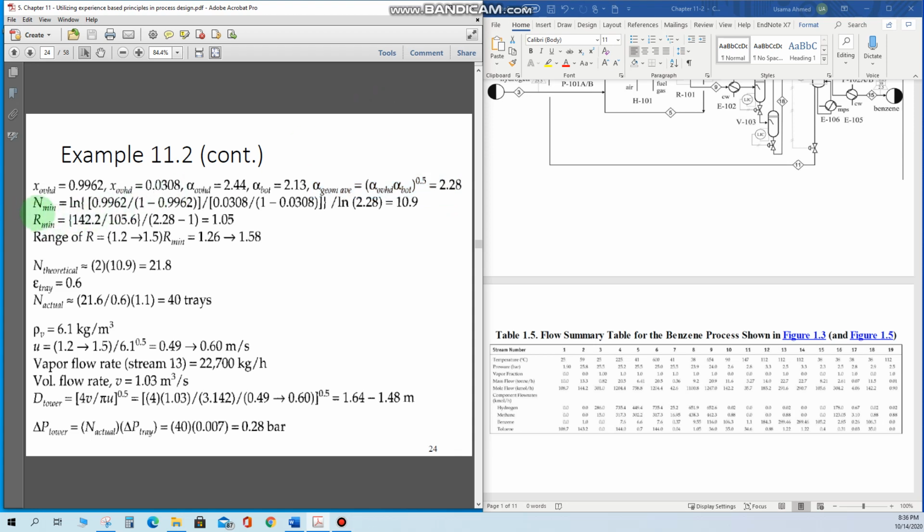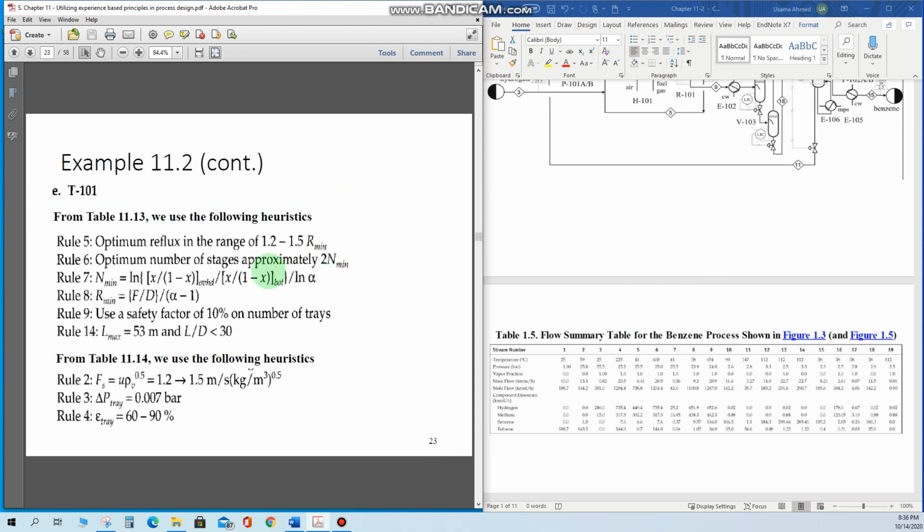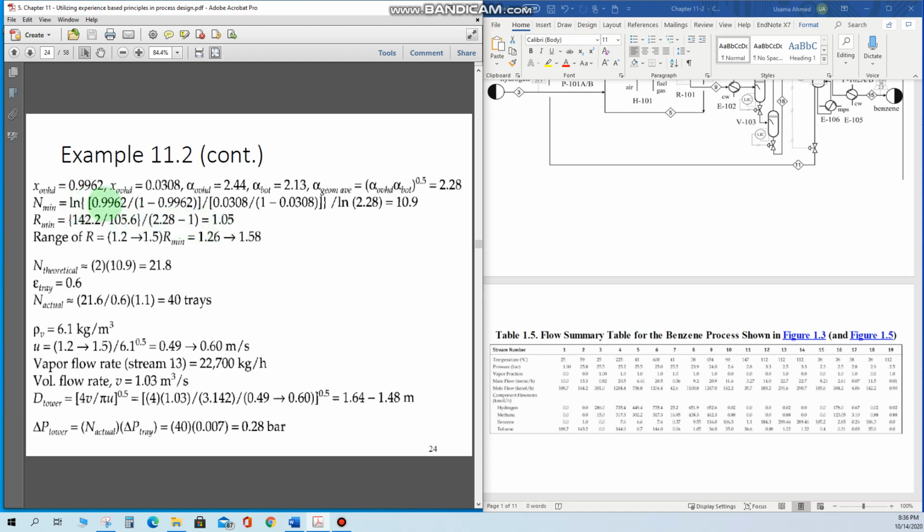Now N minimum, which we just talked about, we have to calculate from this equation here. So take the log of x overhead over 1 minus x overhead, divided by 0.0308, which is the bottom stream, over 1 minus the bottom stream, and then divide by log of 2.28, the alpha which we have calculated. So the minimum number of stages that you have to have in this column should be 10.9.